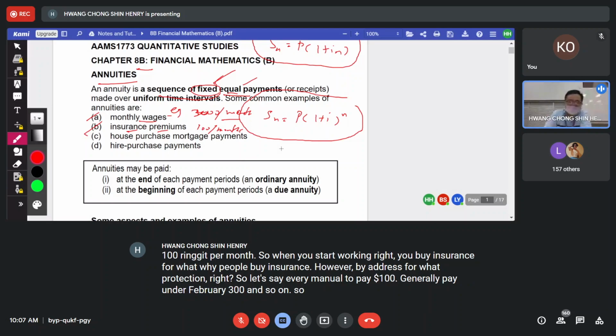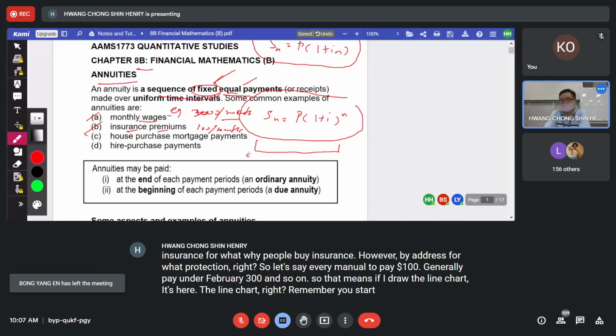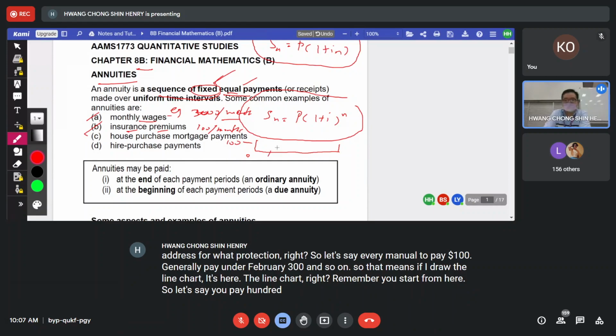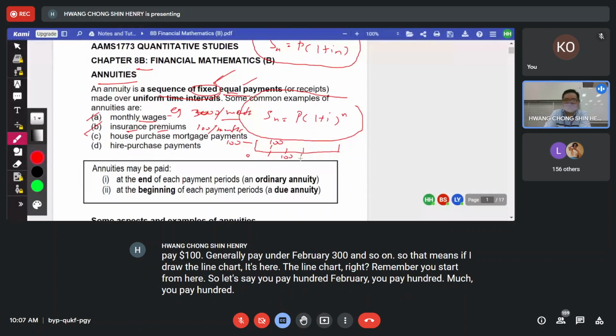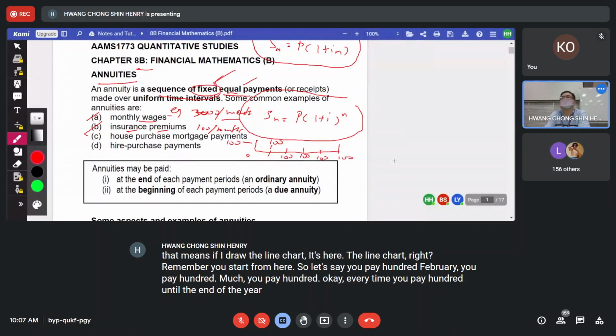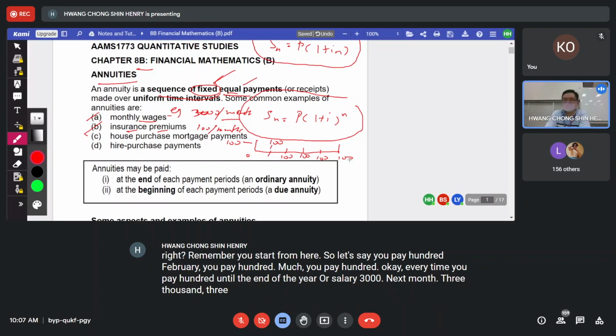So that means if I draw the line chart, you see the line chart, right? Remember, you start from here. So let's say you pay 100. February you pay 100. March you pay 100. Every time you pay 100 until the end of the year. Or salary 3,000. Next month 3,000, 3,000 up to December. Okay, so this is a few examples.